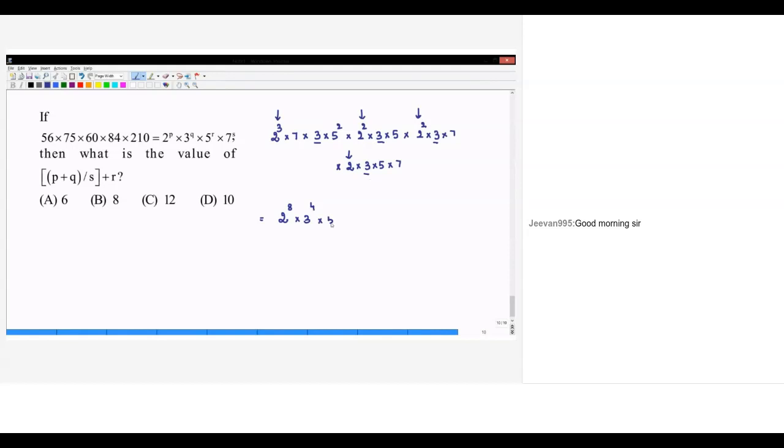How many 5's are there? 2 here. 1, 1. How many 7's are there? 1, 2, 3, 3. Therefore, P is 8, Q is 4, S is 3, plus R is 4. So 4 plus 4. Take it as 8.